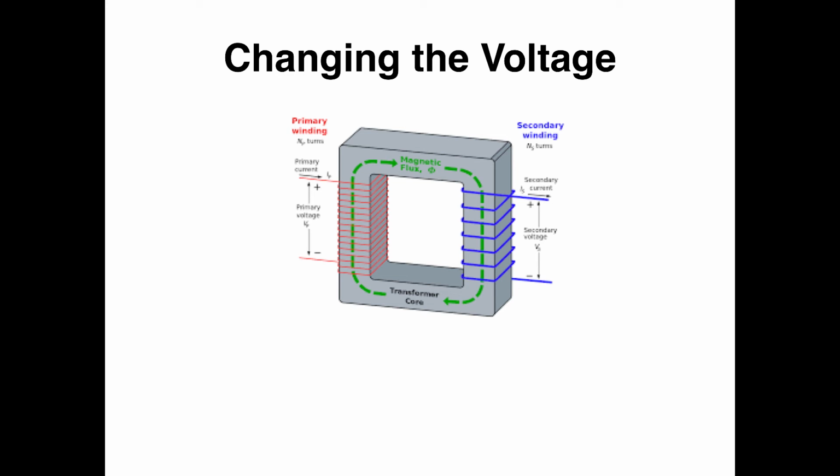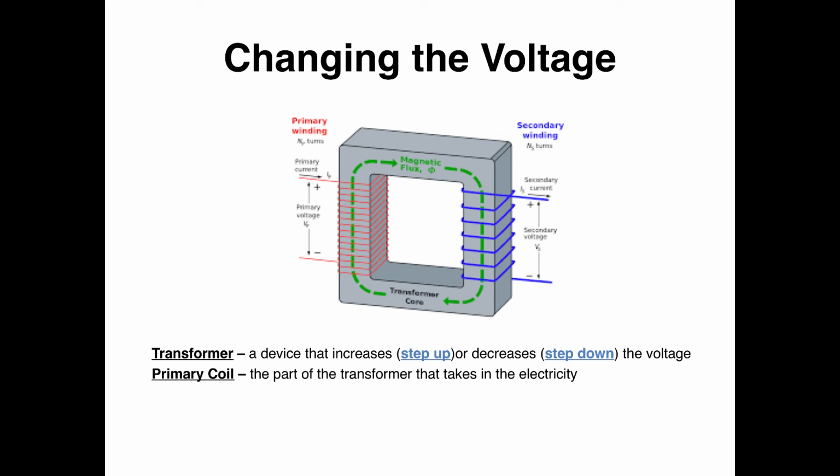that comes out. If you reverse this, that is, you make the primary the one that has fewer turns and the secondary the one that has more turns, then you're stepping it up. And so a transformer is a device that either increases, steps up, or decreases, steps down the voltage. And the primary coil is the part of the transformer that takes on the electricity from the source. And then the secondary coil is that which sends the electricity out.